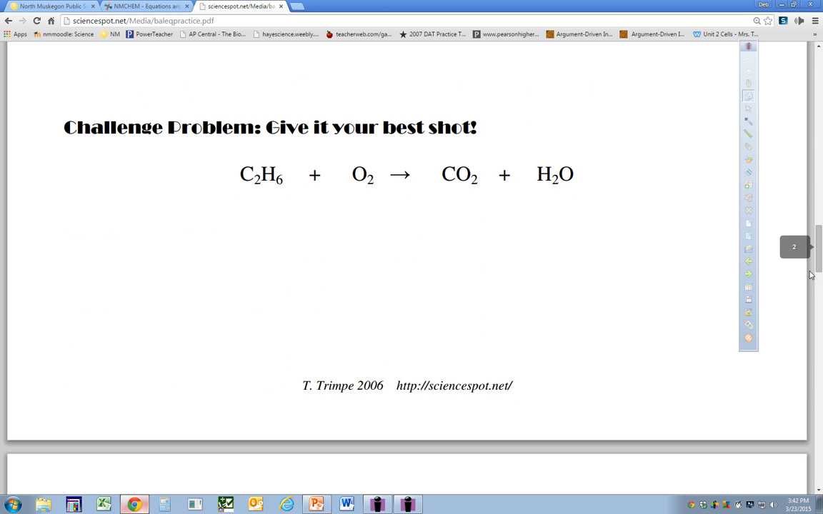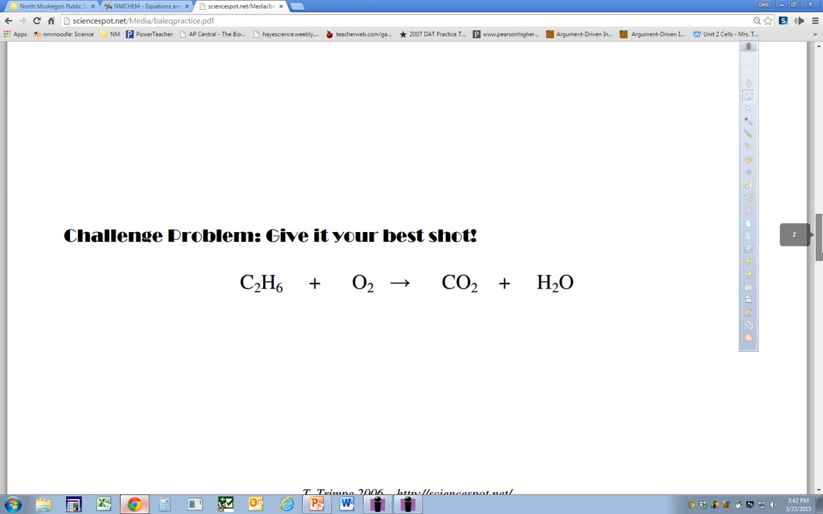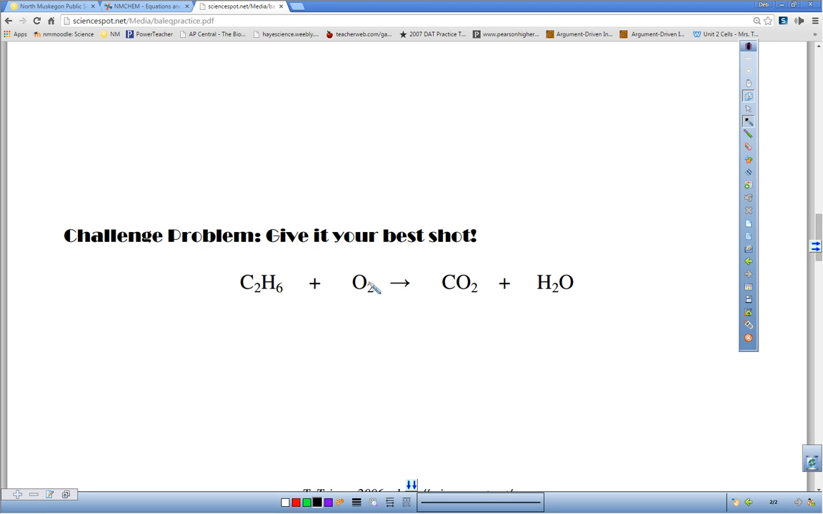This one, whenever I see a single element like this oxygen, I'm going to save it for last. I'm going to start right here. I have carbon, hydrogen, oxygen. Got my arrow. I have carbon, hydrogen, and oxygen. Well, I have 2 carbon over here. This subscript means I have these 2 carbons, so I'm going to want a 2 over here. Now I have 2 carbon.